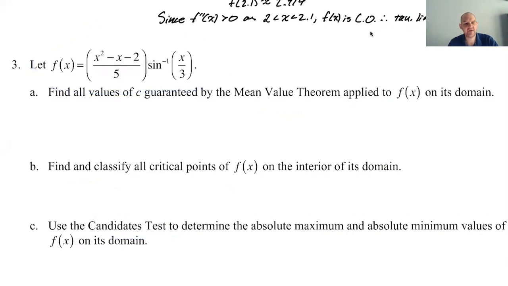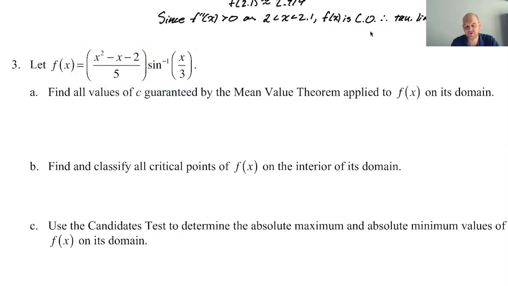So f of x is this quadratic thing times arcsine of x over 3. Find all values of c guaranteed by the mean value theorem applied to f of x on its domain. So what is the domain? Well, this is just a polynomial, so the domain is all reals. So the issue is coming from arcsine.